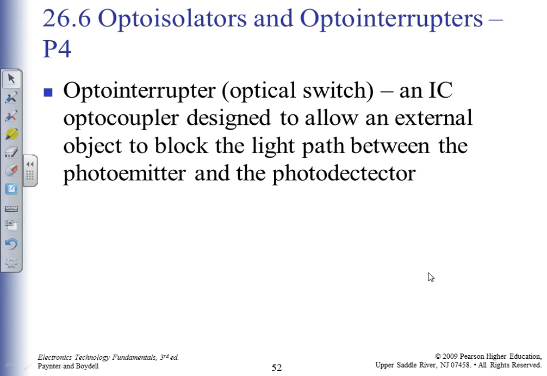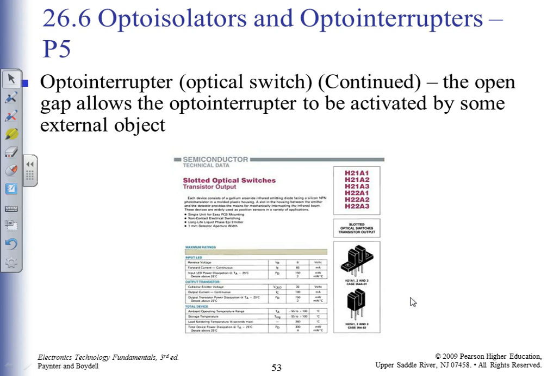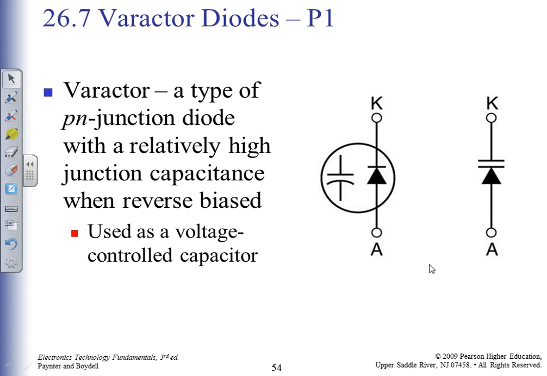An optointerrupter, an IC optocoupling designed to allow external objects to block the light path between the two guys. All right, that's what they look like. That's how I'm going to buy them.